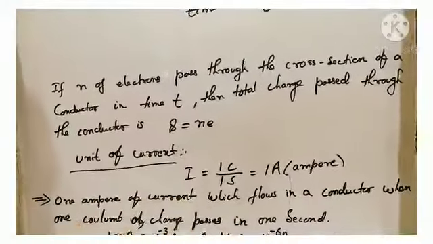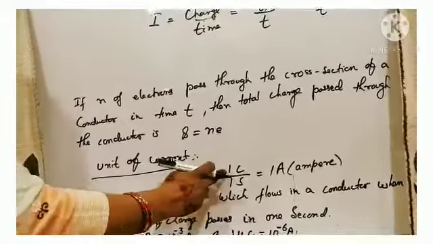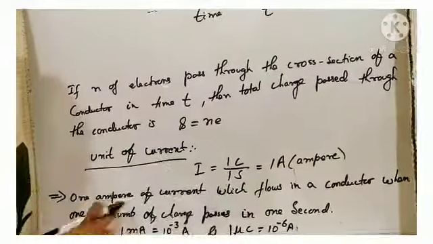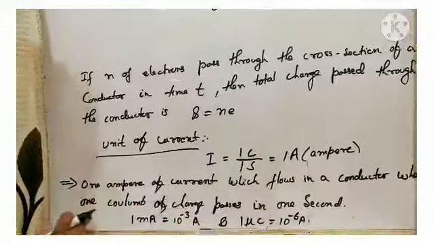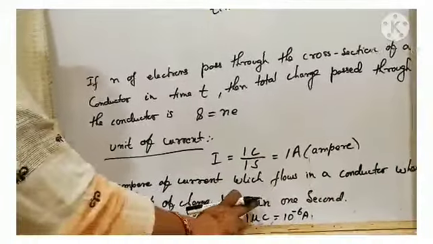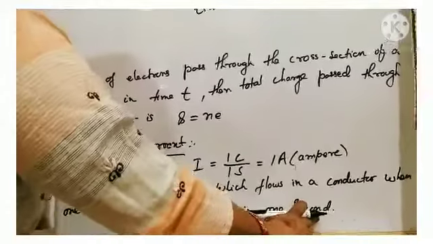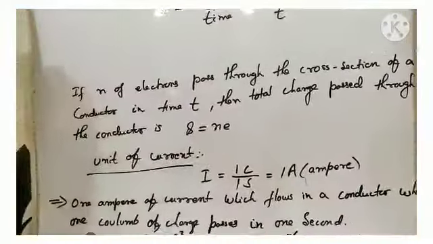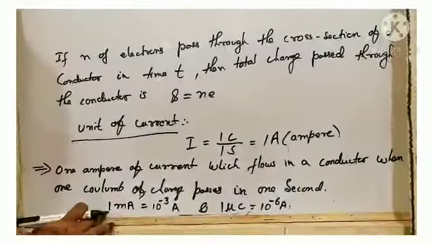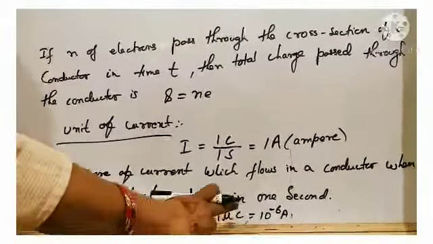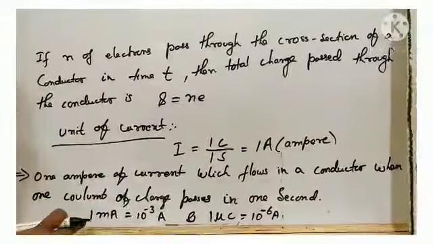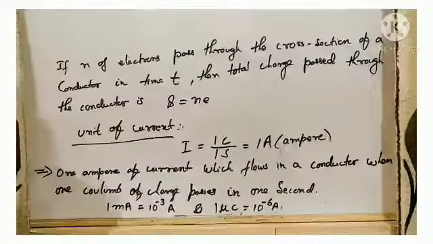Now how to define 1 ampere? Simply 1 coulomb by 1 second. 1 ampere is the current which flows in a conductor when 1 coulomb of charge passes in 1 second. Some smaller units of current are also there. 1 microampere is 10 to the power minus 6 ampere. 1 milliampere is 10 to the power minus 3 ampere.